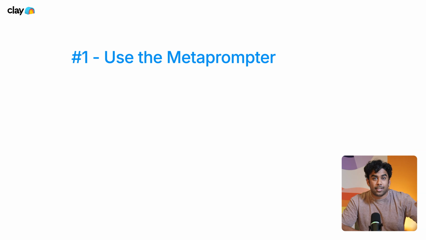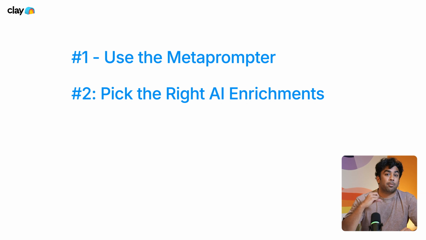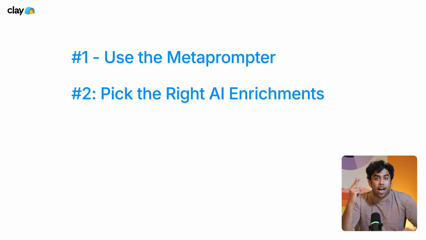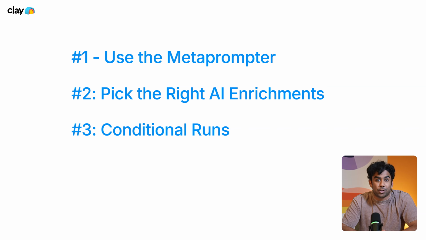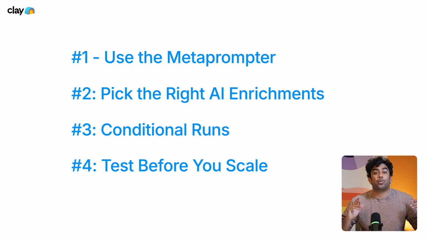Now to wrap everything up, here's your playbook for saving credits in Clay. Strategy number 1, use the MetaPrompter to write smarter prompts before you run them. Strategy number 2, choose the right AI enrichment for the job. Strategy number 3, be smart with your conditional runs. And then last but not least, strategy 4, test before you scale. Start small, review your results, and then run the test.